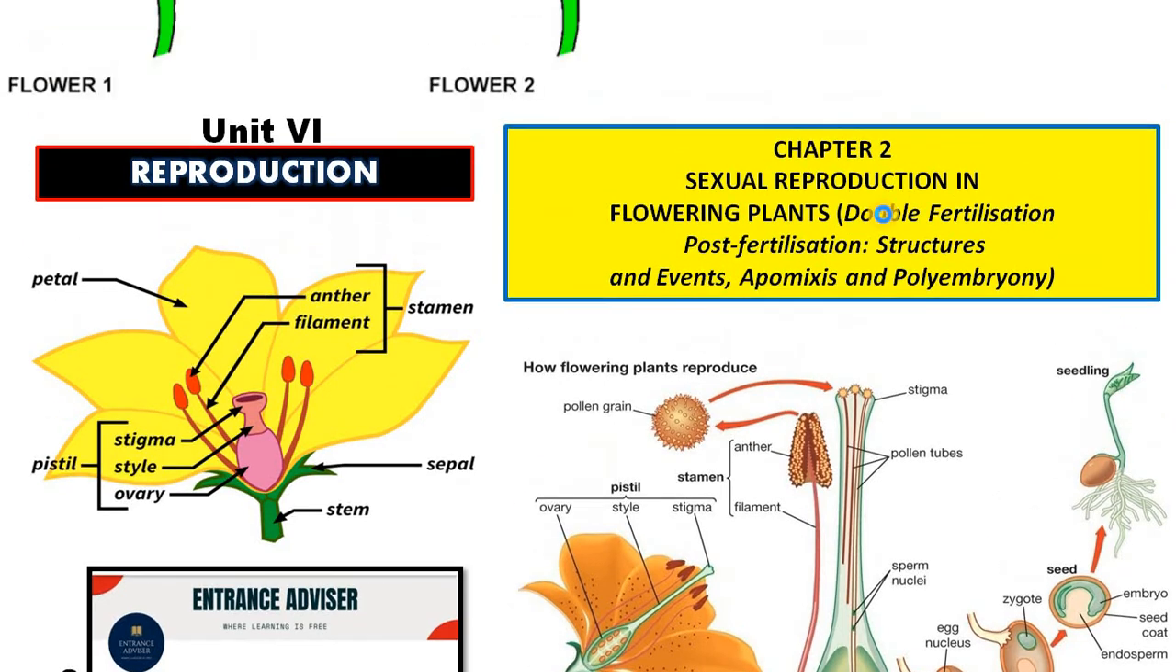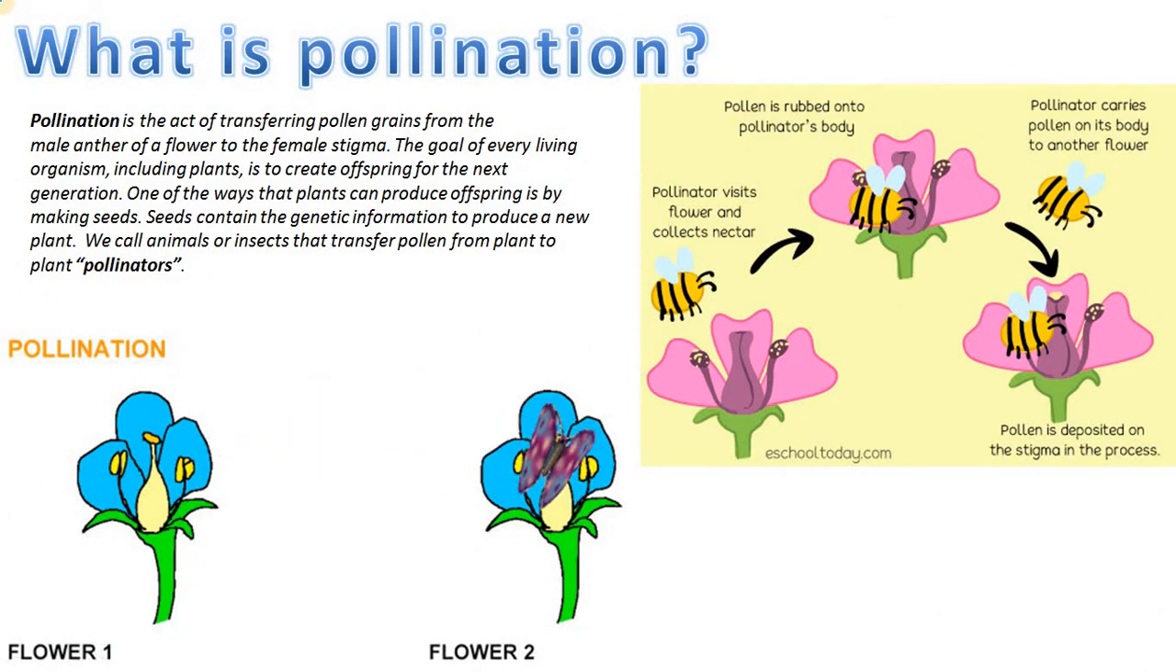So, let's start. What is pollination? Pollination is the act of transferring pollen grains from the male anther of a flower to the stigma of a female plant. The goal of every living organism, including plants, is to create offspring for the next generation. One of the ways that the plant can produce offspring is by making seeds. Seeds contain the genetic information to produce a new plant.